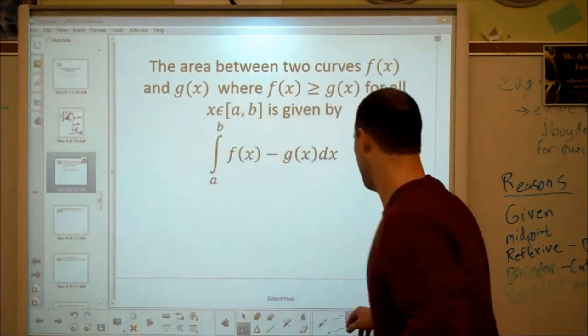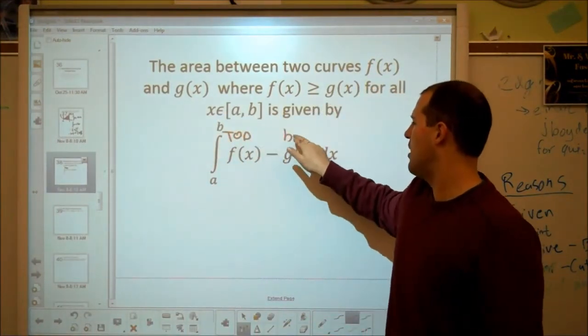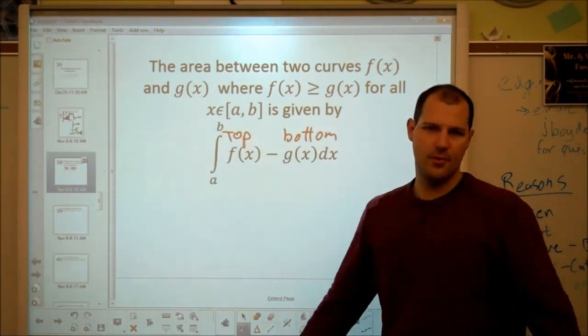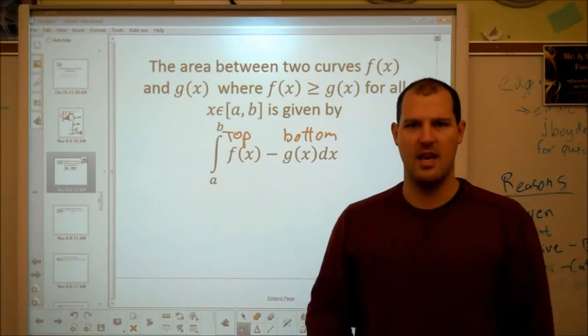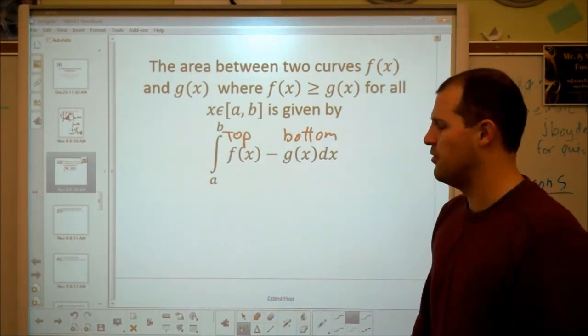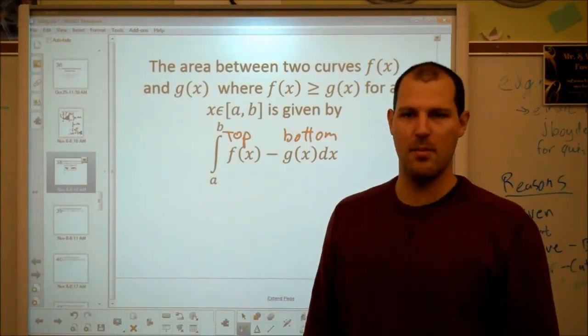I'm going to add one little annotation to that. I'm going to just call it top minus bottom. Okay, or the greater minus the lesser, something like that. That always helped me remember it and helped me to understand it, and hopefully that helps you as well. Okay, we're going to go through a couple more examples and see a couple of the things that can come up in this topic.